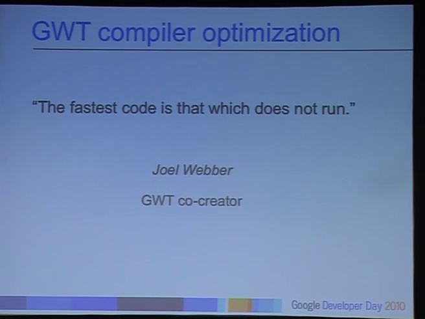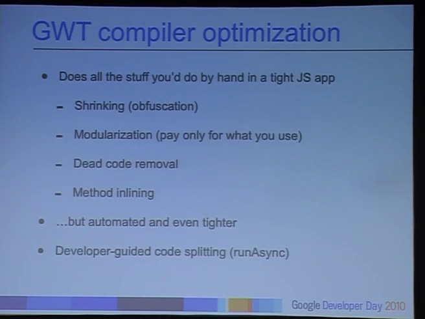And then, most importantly, the GWT compiler does a lot of code elimination for you so that you don't have unused code at all. First of all, it will shrink your code using obfuscation, so it basically turns nice, otherwise pretty readable Java code into something that's completely unintelligible in JavaScript, but very small. You can actually change that mode in the compiler if you want to see the JavaScript that it's generating and be able to understand it. You can tell it to generate pretty or detailed code as well, but obfuscation will shrink it by default.